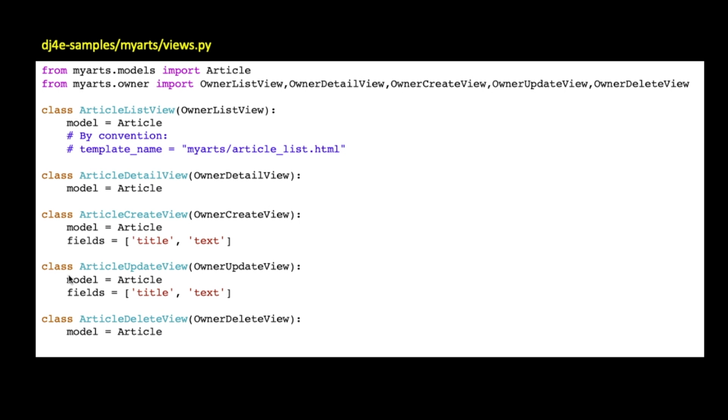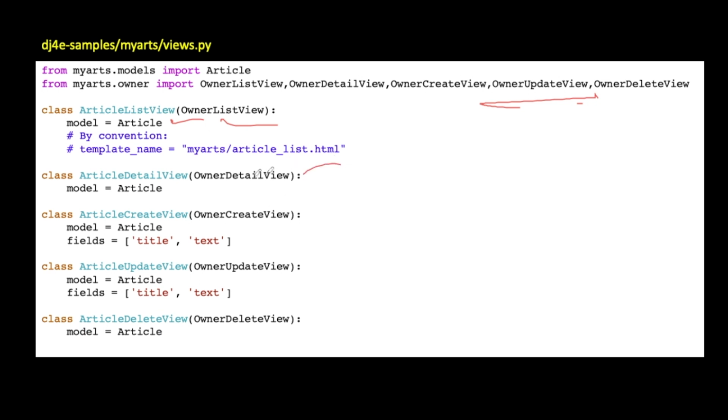Okay, so the views are going to be pretty straightforward. The thing you're going to see about the views is we're not going to use the generic list view, the generic detail, the generic blah, blah, blah. We're going to make our own. These are made by us, myarts.owner. So we'll see owner.py in a second. And so article list view, which we got a urls.py that routes here, is going to extend owner list view and say, do this model. Things like the template name and everything, that's all done by convention, right?